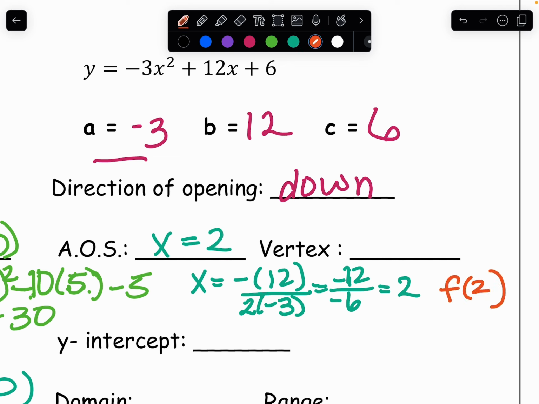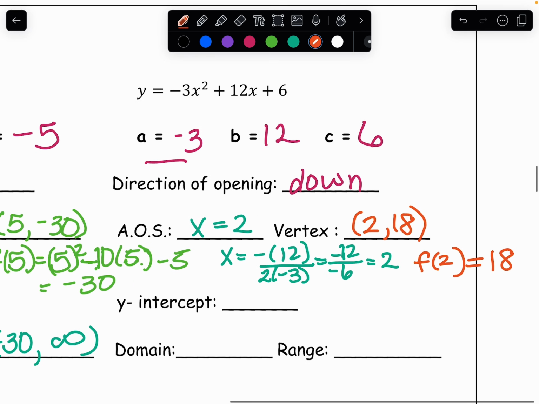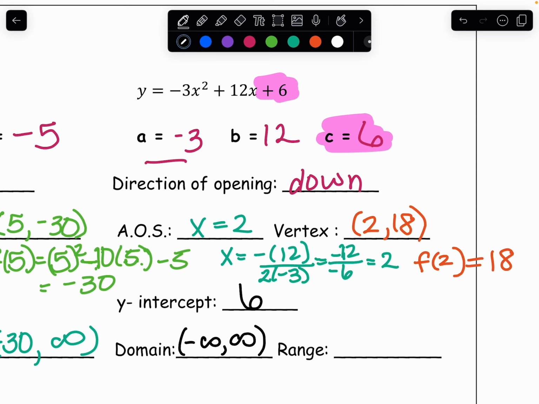And so I will just let you know that it is 18. And so our vertex is (2, 18). Our y-intercept, again, it's just our c value. And so our y-intercept is 6. And our domain, as always, is negative infinity to infinity.